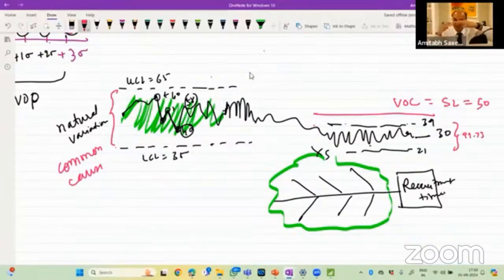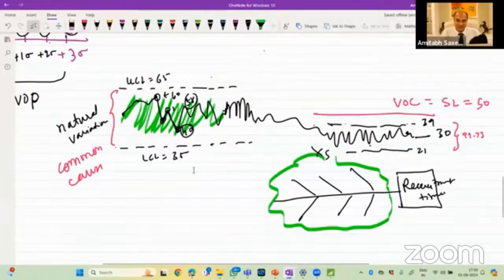Your control limits have changed. Earlier, our control limits were 35 to 65. Now your control limits have changed to 21 to 39. You have changed the system, and that is what a green belt or black belt does. It changes the DNA of the process by doing root cause analysis. And that's what we are learning. How will you do that?